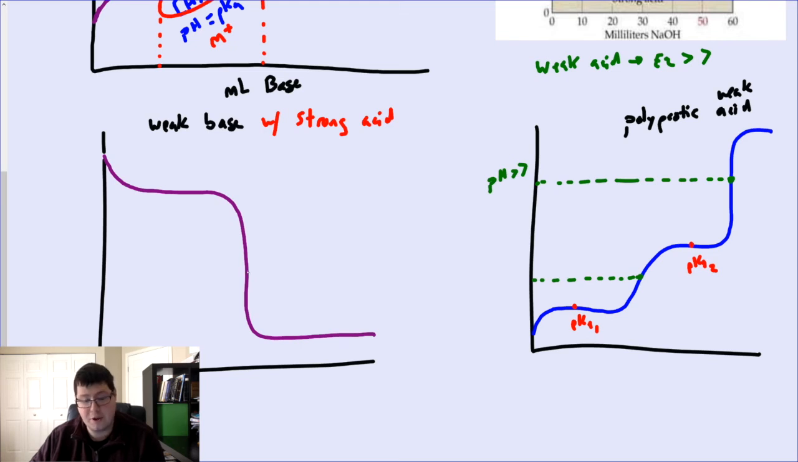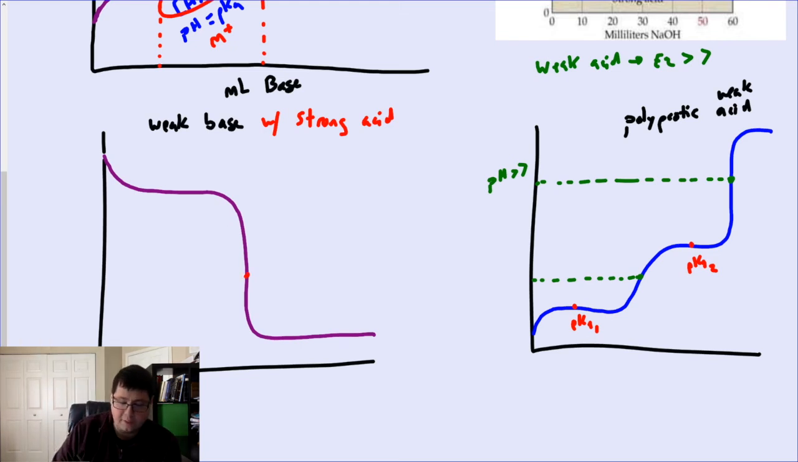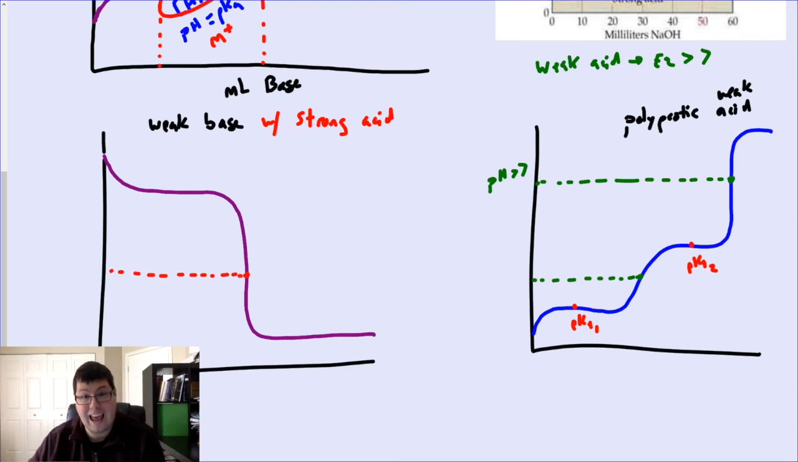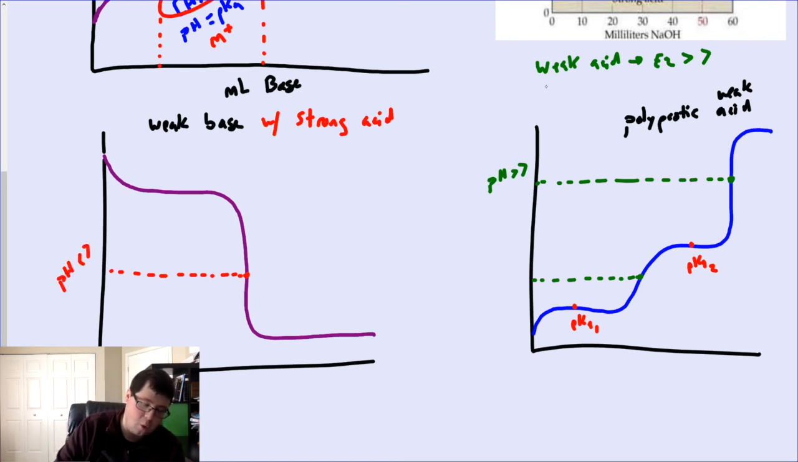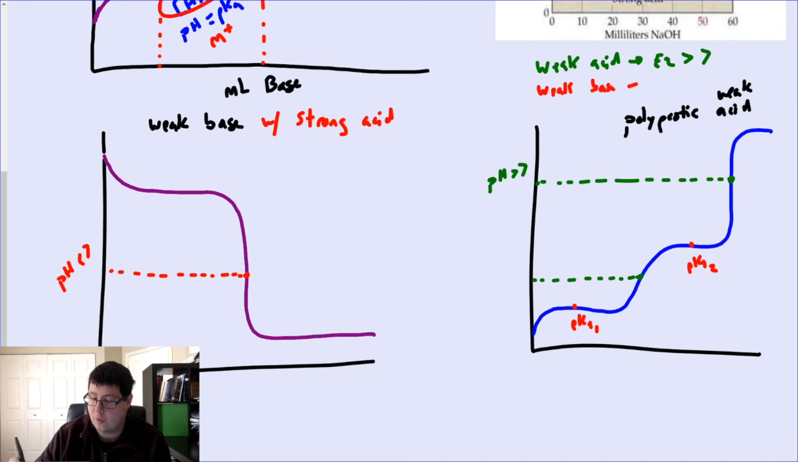Finally, the last thing to mention is where the equivalence point is for a weak base versus a weak acid. For a weak acid, at the equivalence point, there was a significant amount of conjugate base there, which made this pH slightly basic. Here, for a weak base, we would expect that there would be a significant amount of conjugate acid at that point, and thus, this pH should be slightly lower than 7. And so for a weak base, the equivalence point is going to be lower than 7.